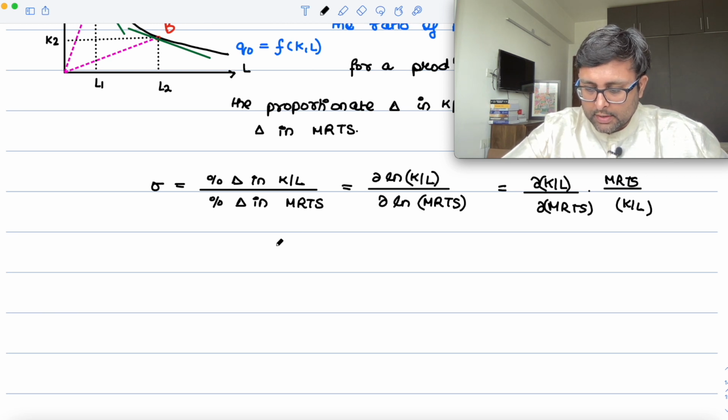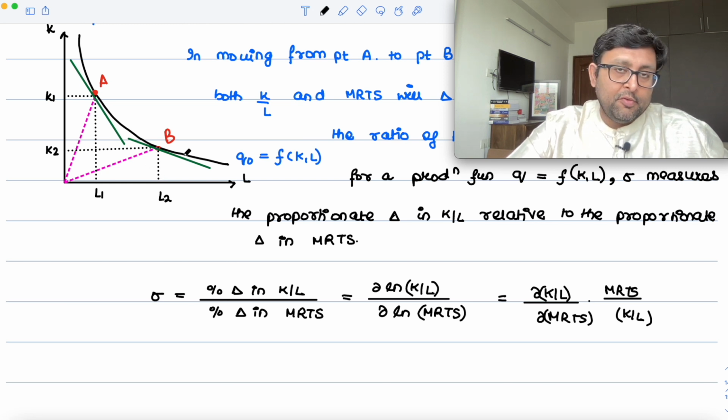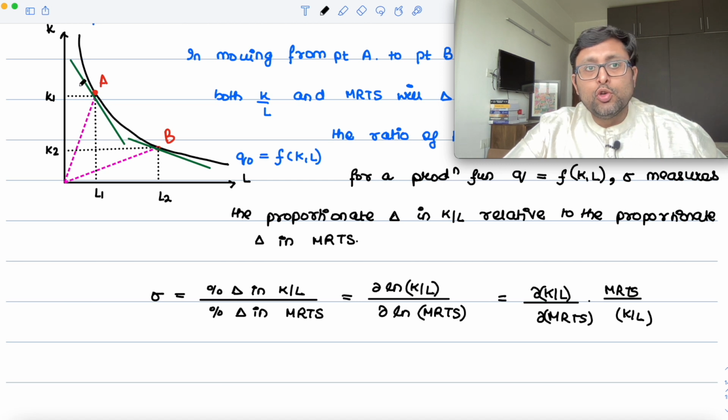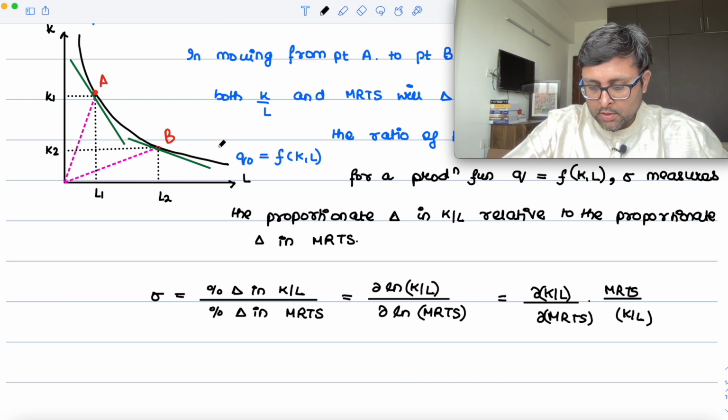So along an isoquant, when you are moving down from A to B, your K by L ratio is also falling. Here you're using more capital, less labor. Here you're using less capital, more labor. So K by L ratio is falling. And not only that, your slope is also becoming flatter. So the slope of the isoquant at point A is steeper, and the slope of the isoquant at point B is flatter.